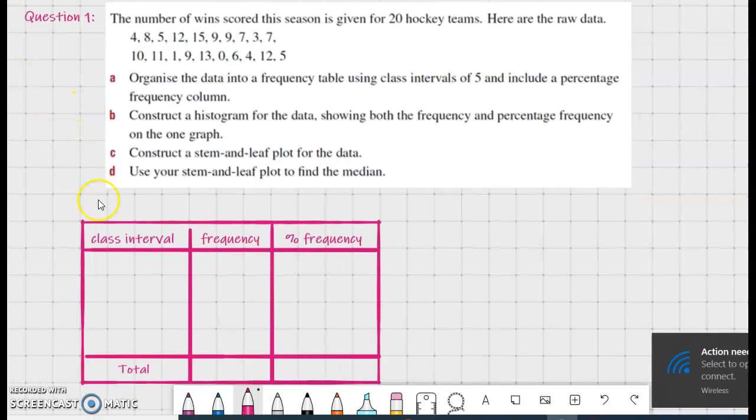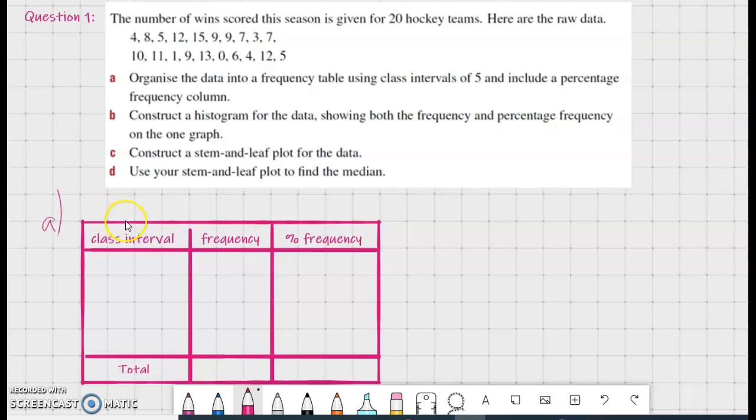All right, so here is question A. We've got our frequency table. We've got class interval set up in the first column, frequency in the second, and percentage frequency in the third. At the bottom, we've got an area for working out our totals. That's a space for us to self-correct and pick up on any mistakes that we might be making.